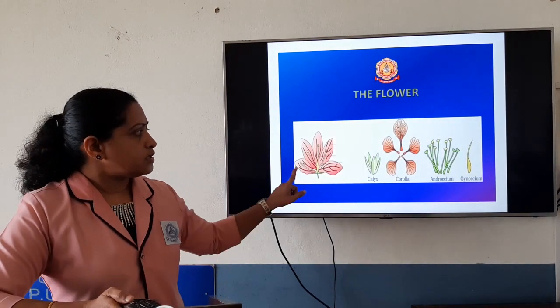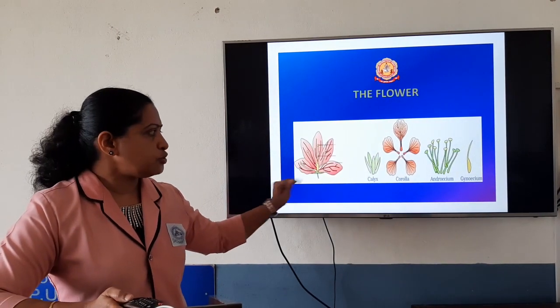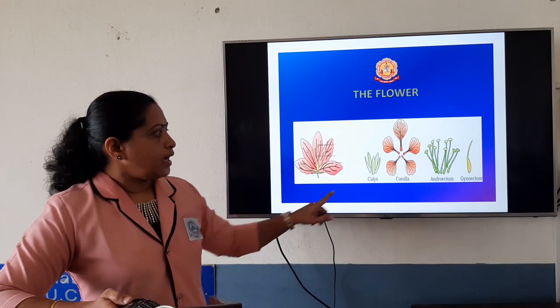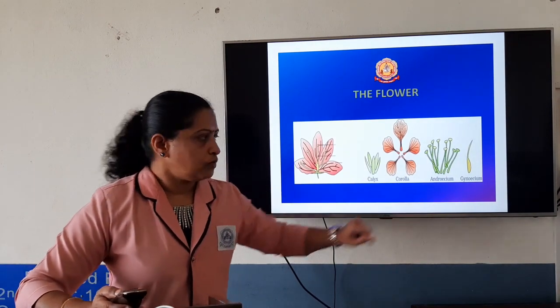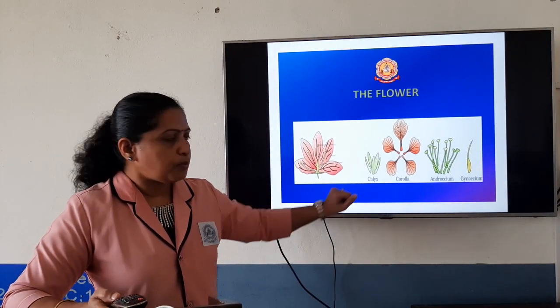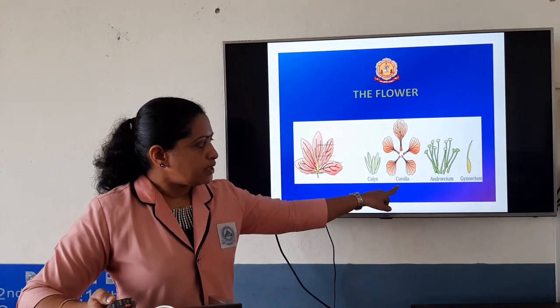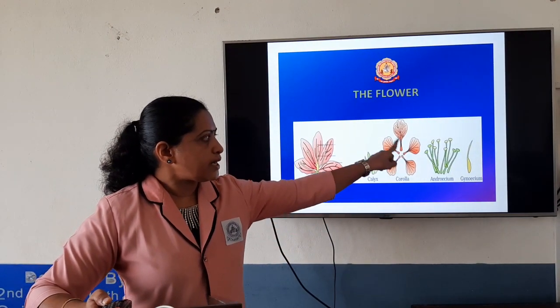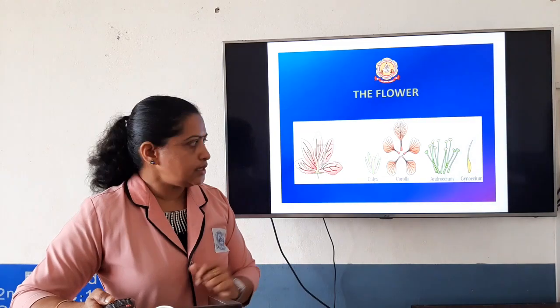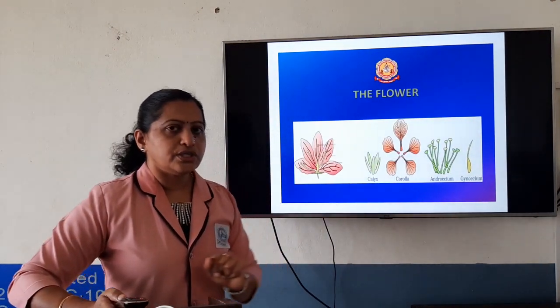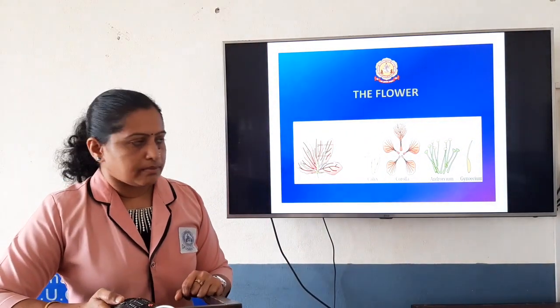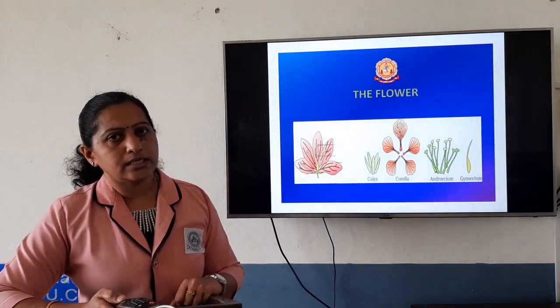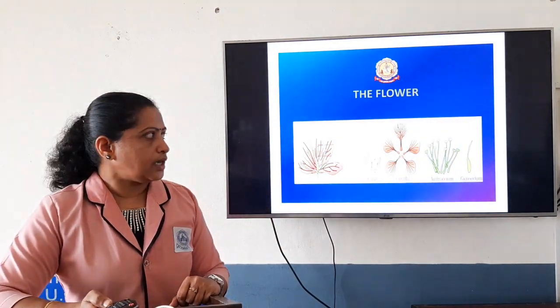So this is the structure of a typical flower which shows all the whorls, and these are the different whorls. The outer whorl is calyx made up of sepals. The inner whorl, the second whorl, is corolla, which comprises units known as petals. The third whorl is androecium, which consists of stamens, and the innermost whorl is gynoecium, which consists of carpel.